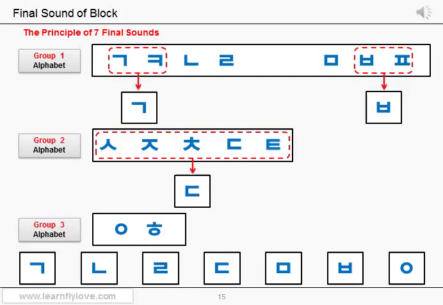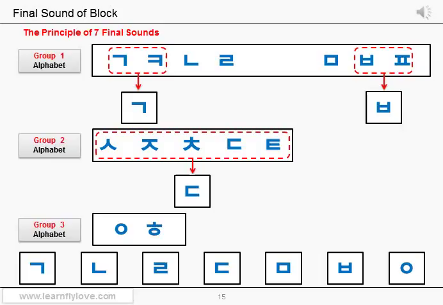How about the second, the H consonant? Some Korean learning materials categorize this H consonant as group 2, saying that it sounds like the English alphabet T when it's used as a final sound of a block. Well, it's partially true in only one or two cases, but this H consonant is silent in most cases, so you don't have to think that it belongs to group 2, okay?